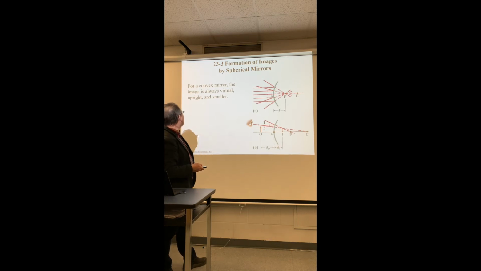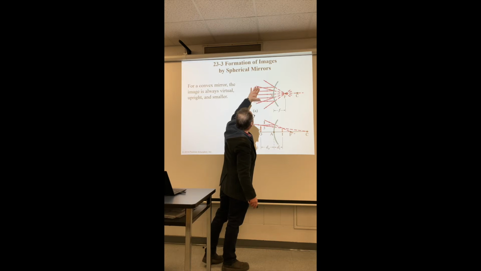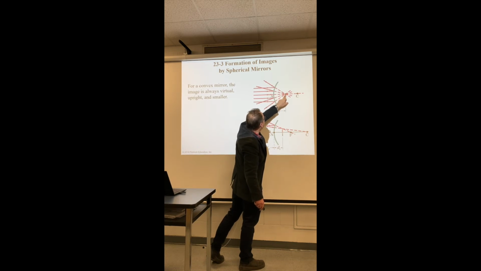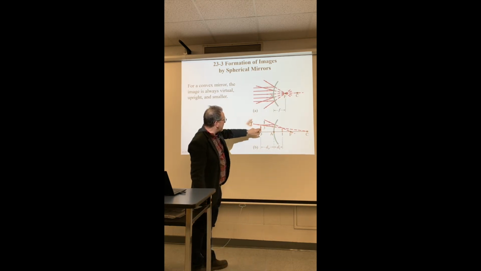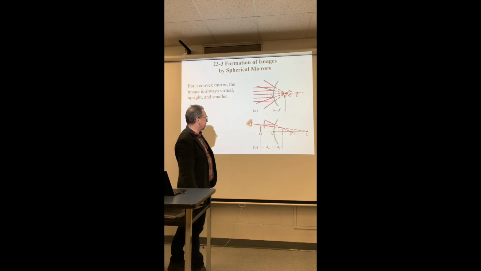A convex mirror, the image is always virtual, upright, and smaller. Again, we have light coming in. Here's the rays coming in. Here's the rays coming out. If I was to view these rays coming out, it would appear that they all converge on this point here. So at this point, the focal length is negative, I believe. Here's an arrow. Again, we can trace the rays, and we see that this tip appears behind the mirror, so it's a virtual image, and the arrow is smaller. Okay.